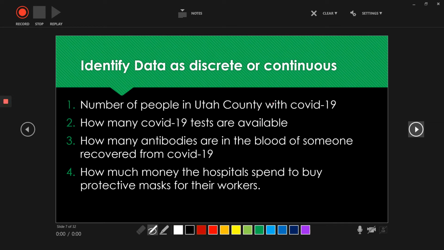Okay, so number of people in Utah County with COVID-19, so that one's discrete. There's not half of a person, right? How many COVID-19 tests are available? Also discrete. How many antibodies are in the blood of someone who recovered from COVID-19? That one's going to be continuous. How much money the hospitals spend to buy protective masks for their workers? This one is also continuous, right? You have dollars and cents.